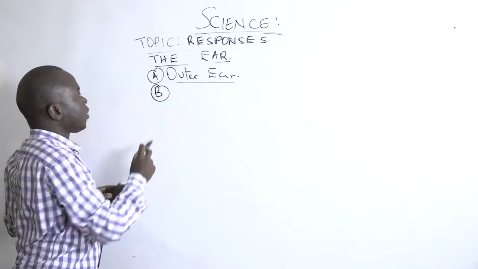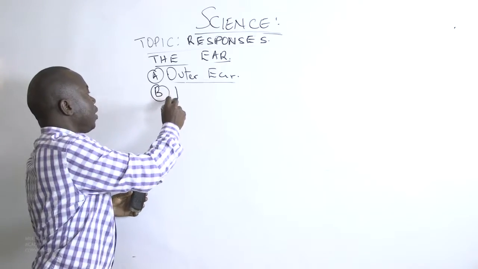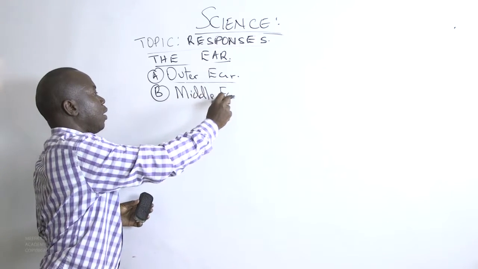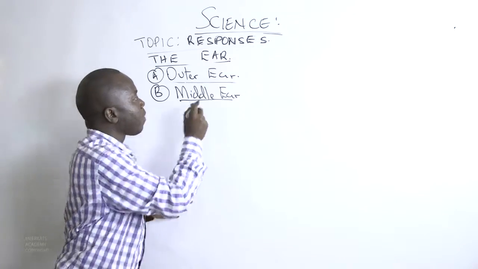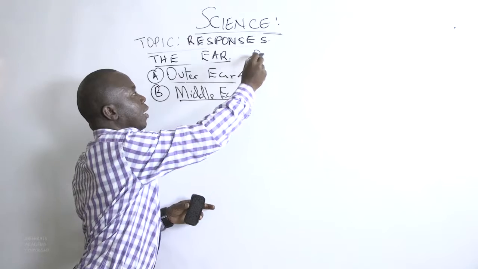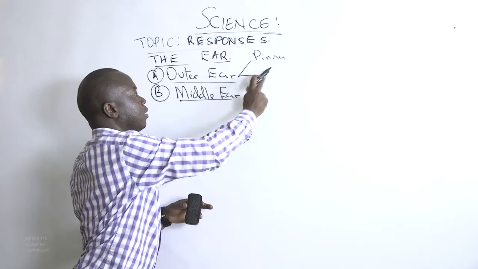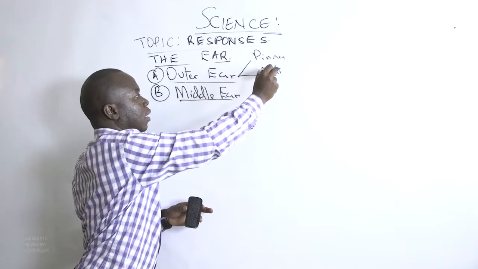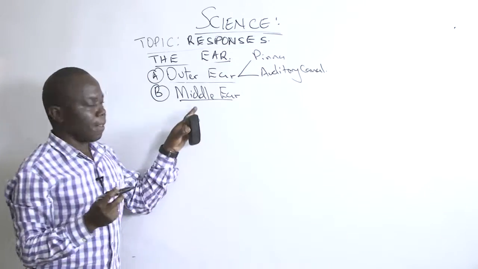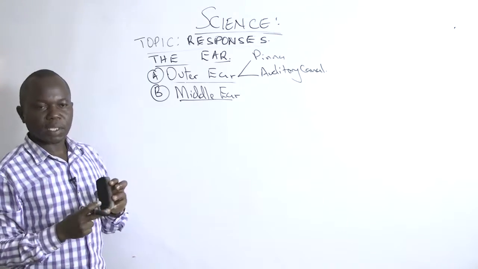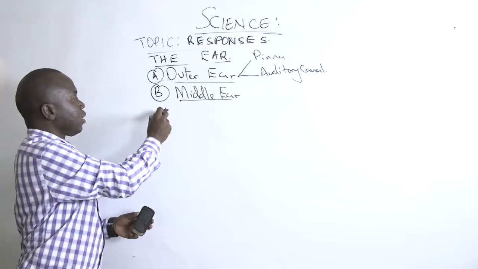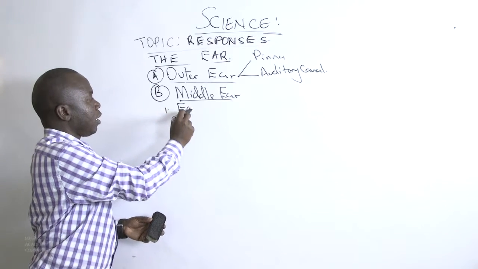Part B, middle ear. For the outer ear, we can remind ourselves, we have said it is made up of two parts, pinna and auditory canal. The description is clear. Then the middle ear: the first part that you encounter from the outer ear is the eardrum.